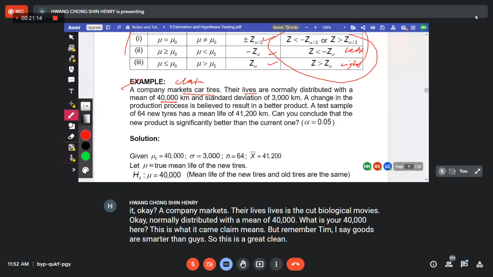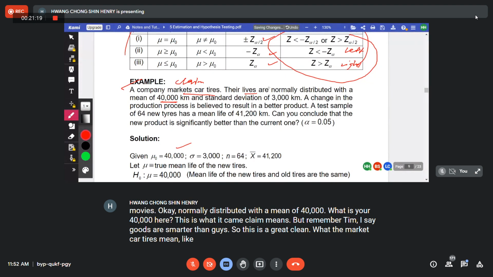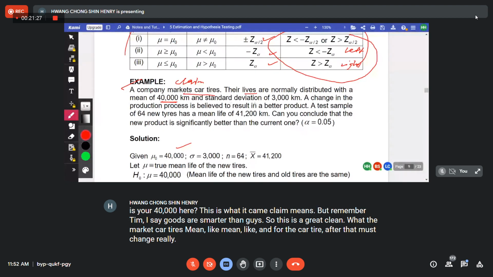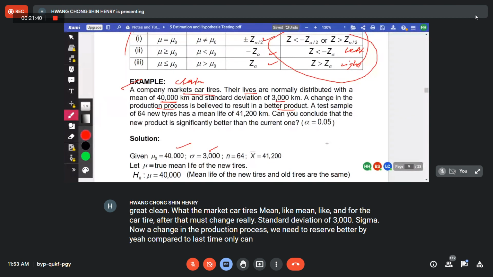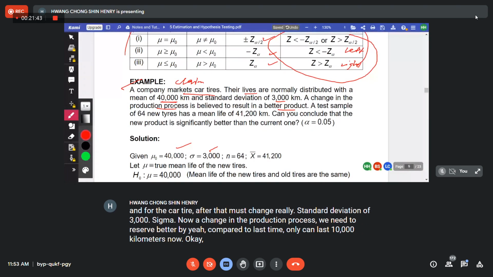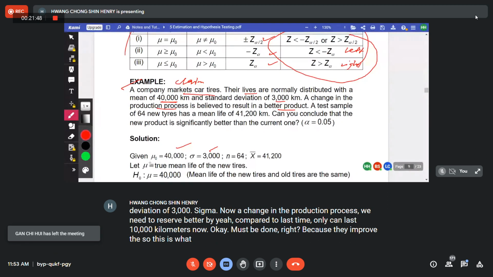The claim is what? The market, car tires, mean life. Mean life means can last for 40,000 kilometers. A car tire can travel 40,000 kilometers. After that, must change already. Standard deviation of 3,000, sigma. Now, a change in the production process is believed to result in a better tire. See, compared to last time, a car tire could only last 10,000 kilometers. Now it can last 40,000. Why? Because they improved the car tire. So this is what happened. This is the old claim.